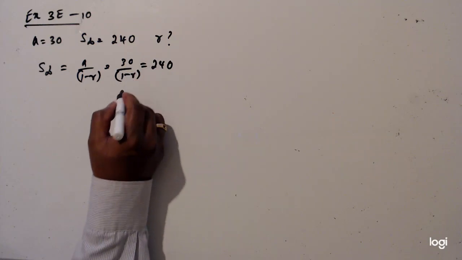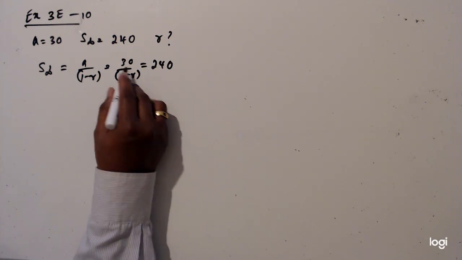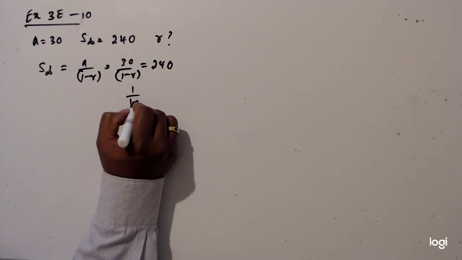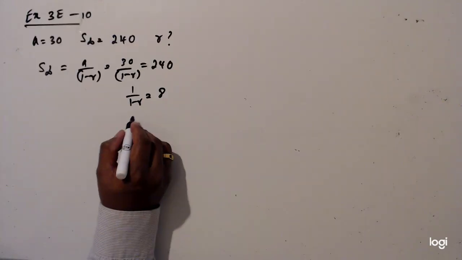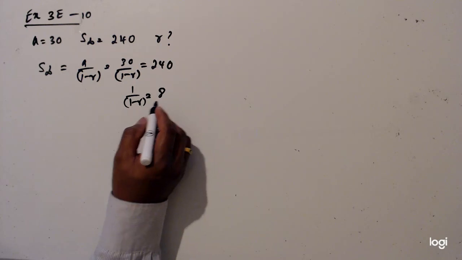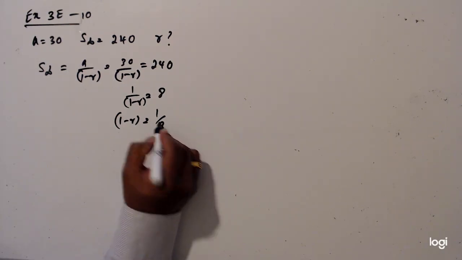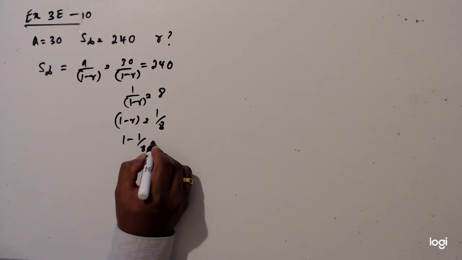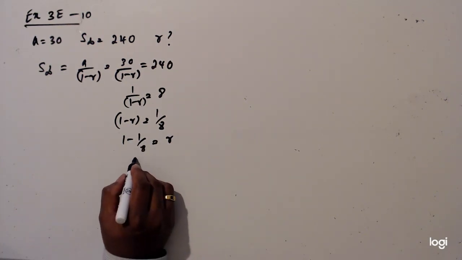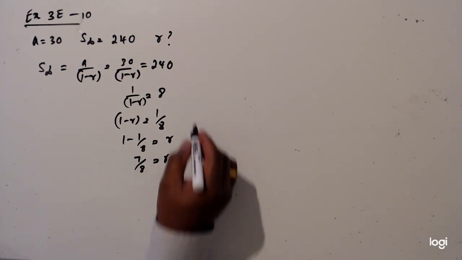So we can see that the 0 and 3 cancel out, and this is 3 and 1. I can divide by 30 actually. 1 over 1 minus r is 8. So cross multiply: 1 minus r is 1 over 8. 1 minus 1 over 8 is r. So 7 over 8 is r. That is the r value.